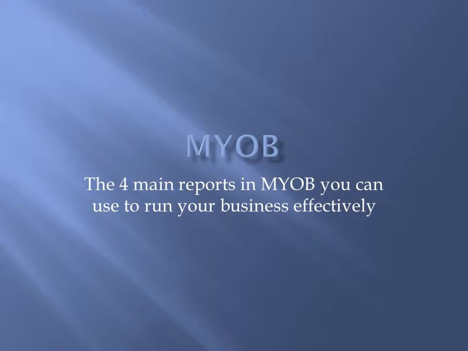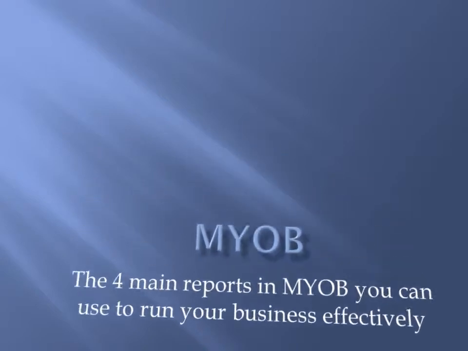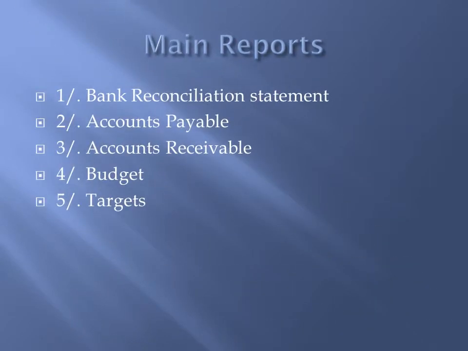I'm going to tell you about the 4 main reports in MYOB that you can use to run your business efficiently and effectively. There are 4 main reports that you should be using. One is the bank reconciliation statement. The second one is the accounts payable report, that is amounts that you owe to suppliers. The third one is accounts receivable, which is money that is owed to you. And number 4 is the budget.